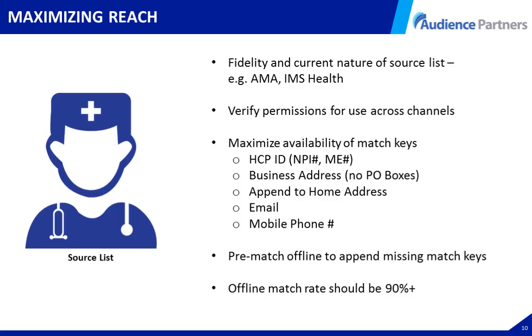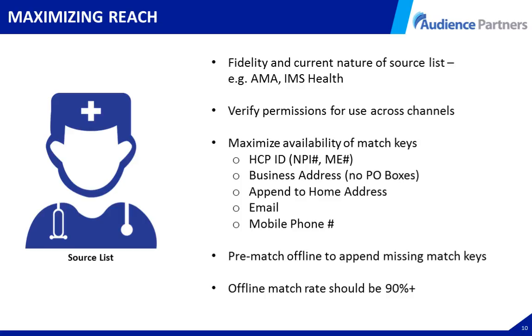What we do with the custom list is first we match it to our offline list, which is what powers our always-on database. This way we can append, for example, home address. That becomes very important for reasons that I'll discuss later. We can append an NPI number. We can scrub out PO boxes because those will not match. In some cases, we'll have email, mobile phone number. But again, the more of these you have, the higher the match rate's going to be.